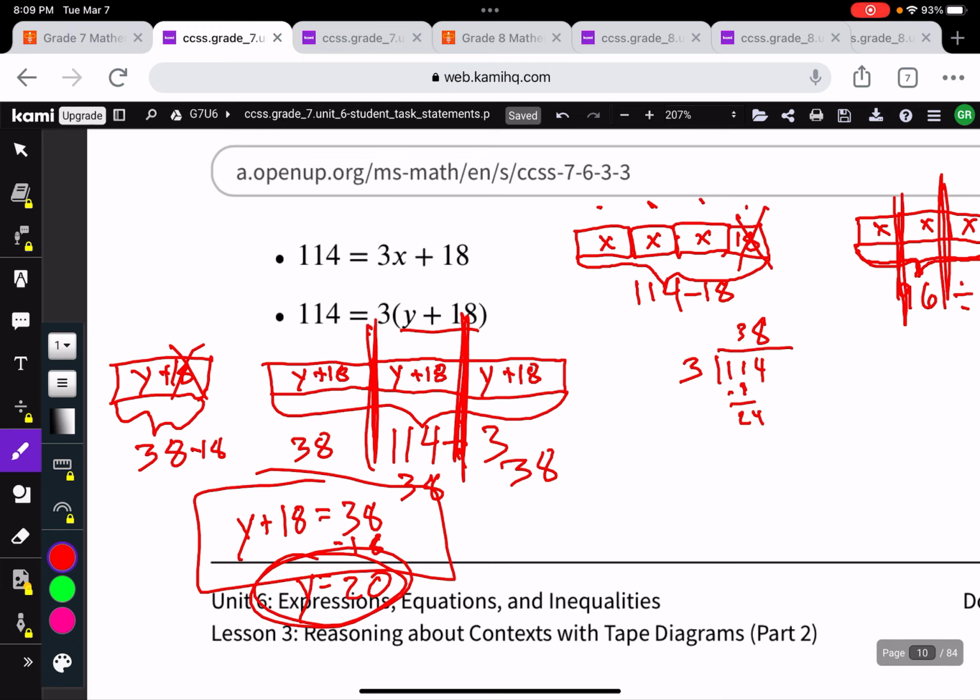There is another way to solve that. We could go ahead and count this. There's 1, 2, 3 y's, and there's 18 plus 18 plus 18. That's 18 plus 18 is 36. 36 plus 18, I believe, is 54.